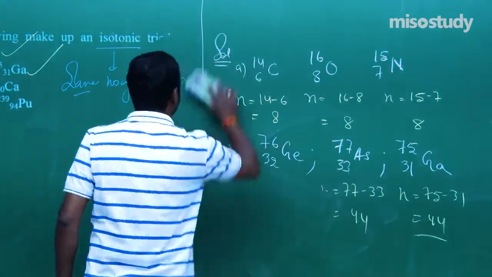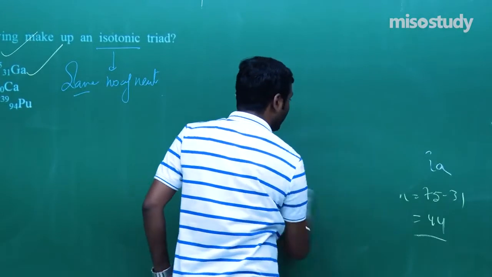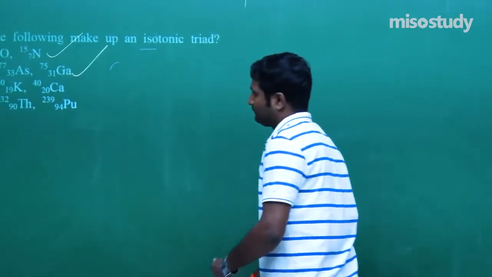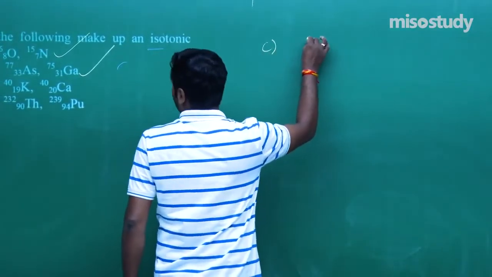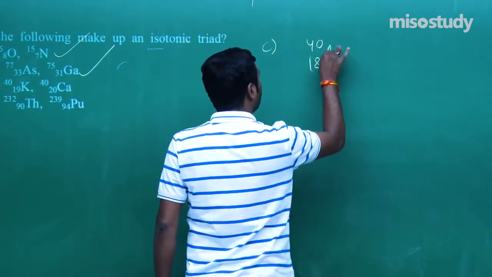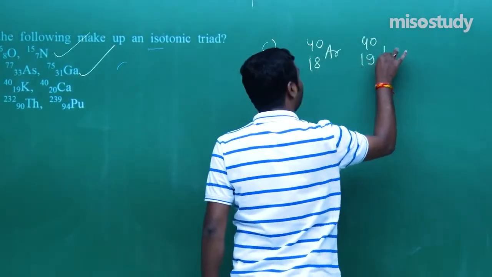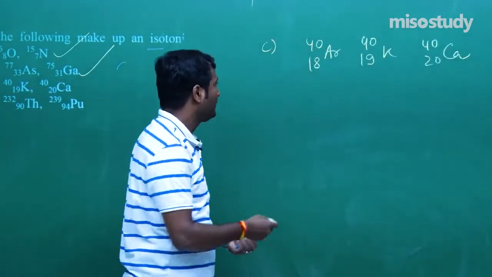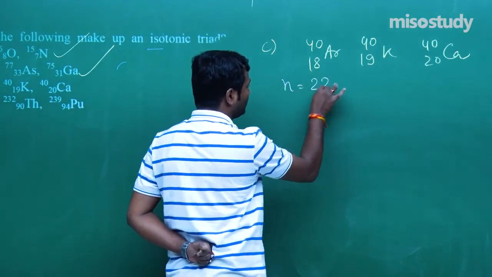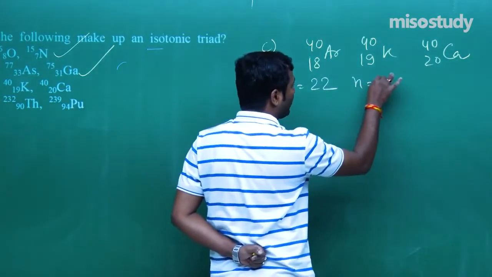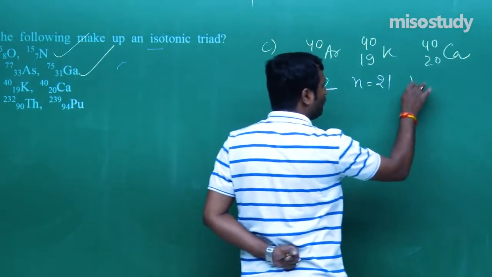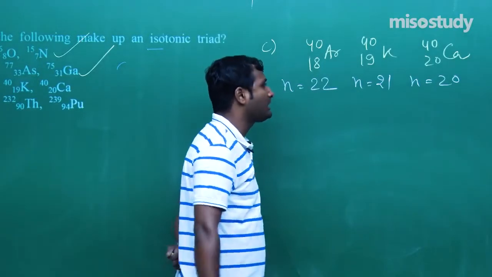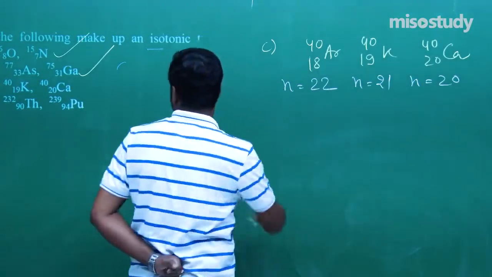Now I'm going to rub this part and we'll discuss the next option, C. It has argon 40 with atomic number 18, potassium 40 with atomic number 19, and calcium 40 with atomic number 20. N is equal to 40 minus 18, that is 22. N is 40 minus 19, that is 21. N is 40 minus 20, that is 20. They do not contain an equal number of neutrons, so this is not an option.